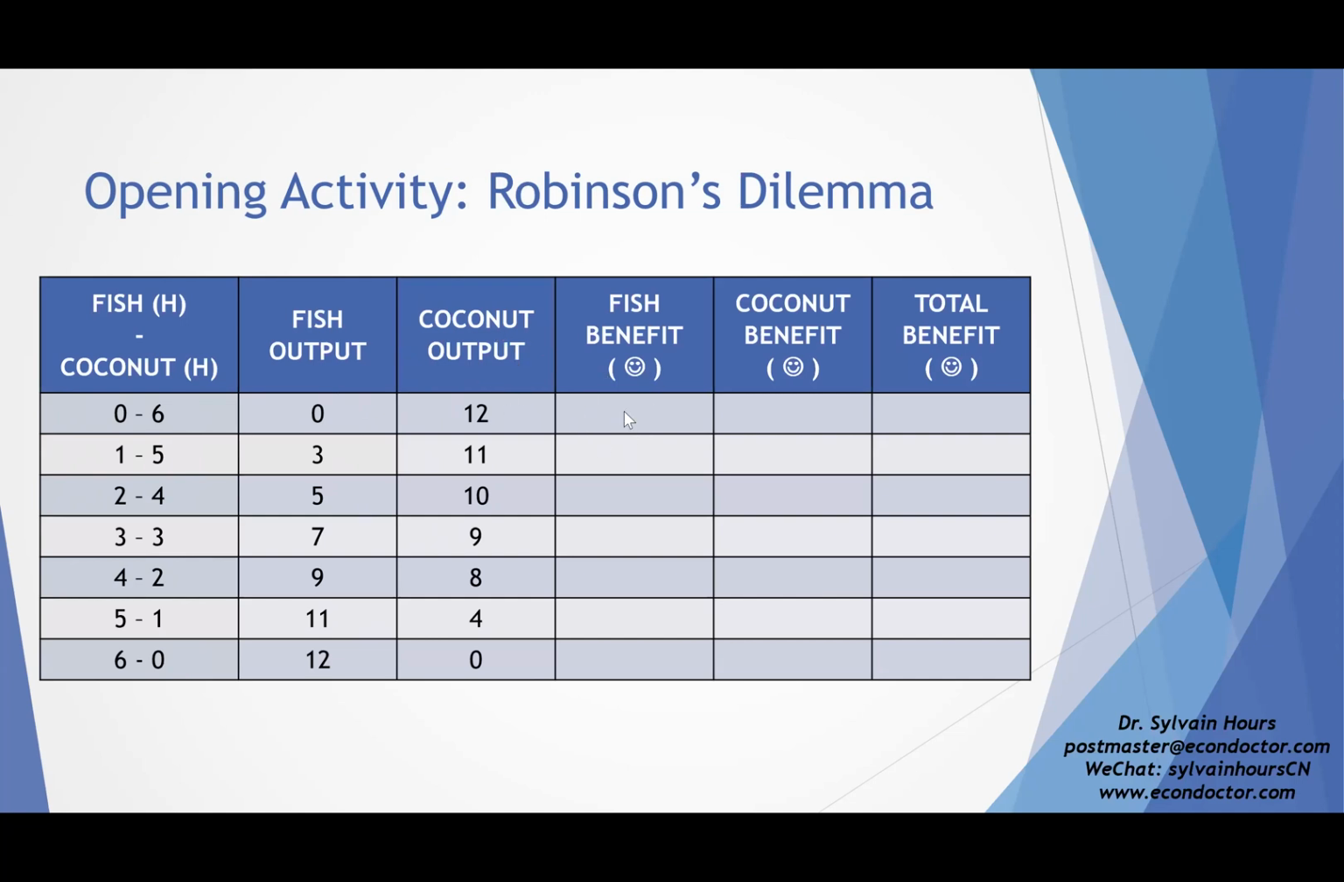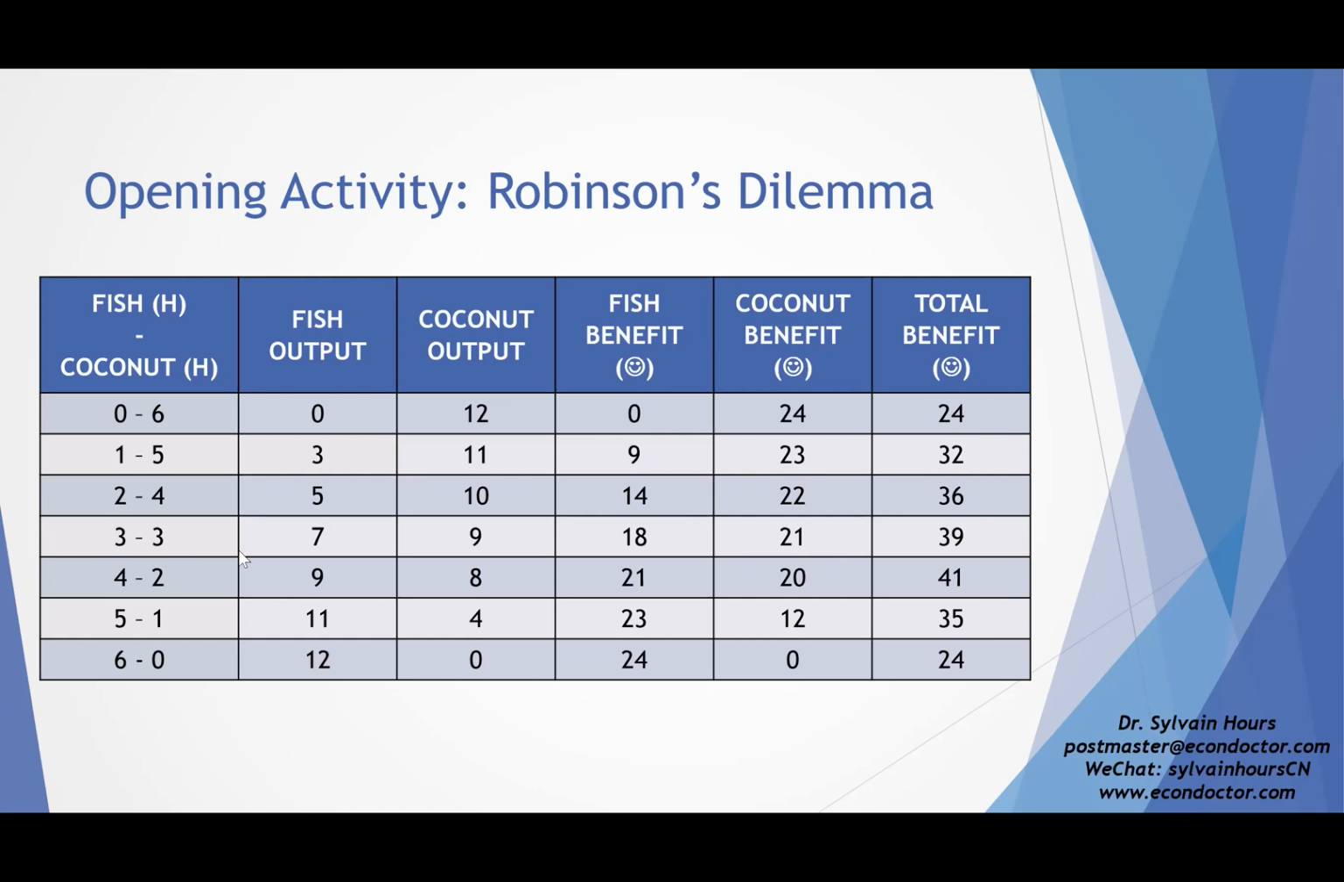And then using information from the first table, I can calculate the benefit associated with the consumption of fish, the benefit associated with the consumption of coconuts. And when I add these 2 columns, I get the total benefits. That's quite easy, I'm not going to spend too much time on this. You can do it afterwards if you want to check the data. And then we have the total benefit associated with each of the combinations that lie on the production possibility curve.